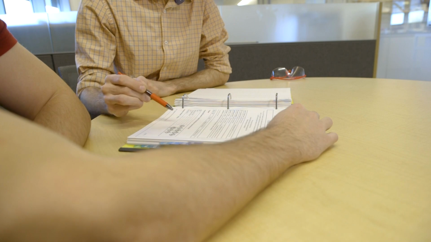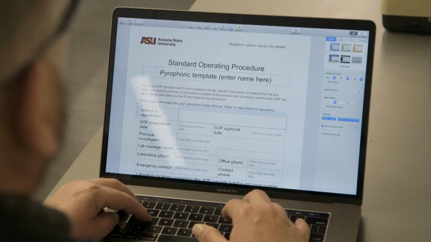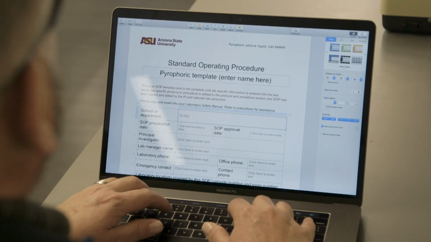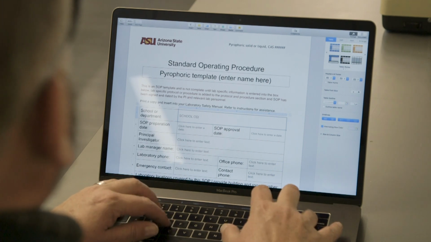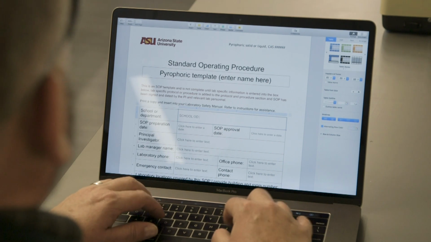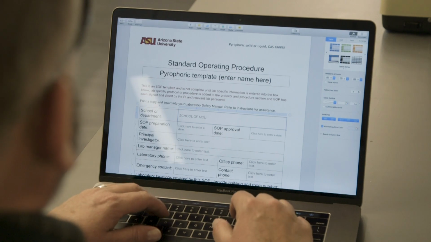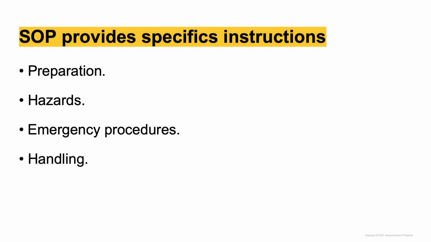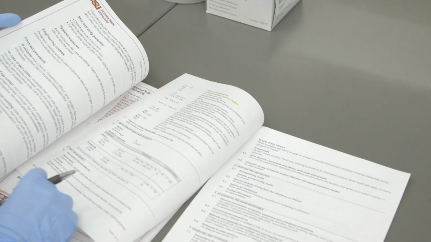This plan must be written down in a standard operating procedure, which also includes procedures in case anything goes wrong. The SOP must be reviewed by another doctoral researcher or principal investigator who can critically review your process and plan procedure. It is preferred to use a qualified person outside your lab for full objectivity. The SOP provides specific instructions related to preparation, hazards, emergency procedures, handling, storage, and disposal.